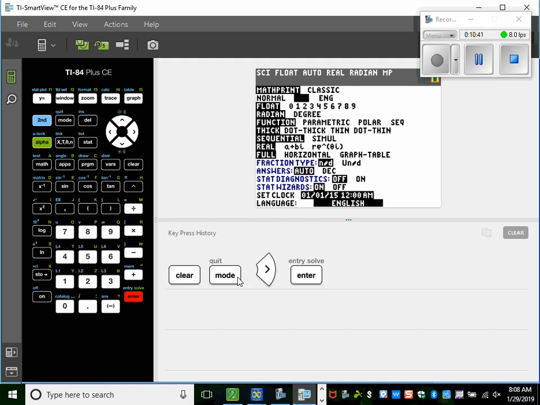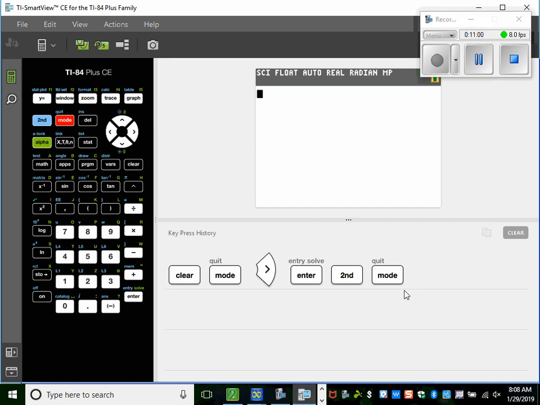Mode, make it look just like this. Mode, put an arrow, and then enter. That's how you put it in scientific notation. All right, so put that at the top of your paper on page 7. And then let's quit out of that. So we're just going to go back to a blank screen, hit second mode. Okay, so now whatever I do, my answer is going to be in scientific notation already.